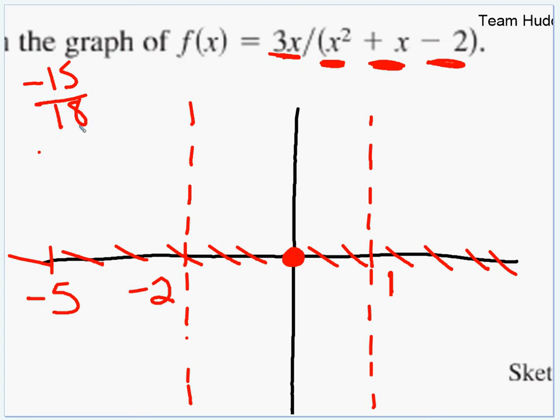And again, it doesn't matter what the numbers are. It's negative. So we're going to be definitely under the x-axis. We're going to be down here. And then my graph will be guided by the vertical asymptotes.